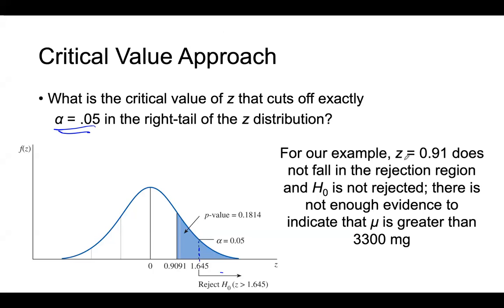So for our example here, our z is 0.91. So it obviously is not in our rejection region, and our null is not rejected. So there's not enough evidence to indicate that this mu is greater than. So this is what we did. It's not rejected because it's accepted up to this point, and then rejected in that area.